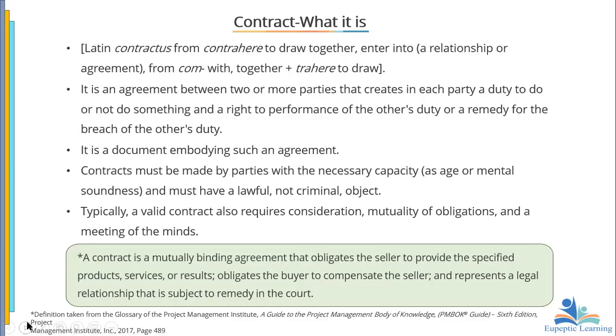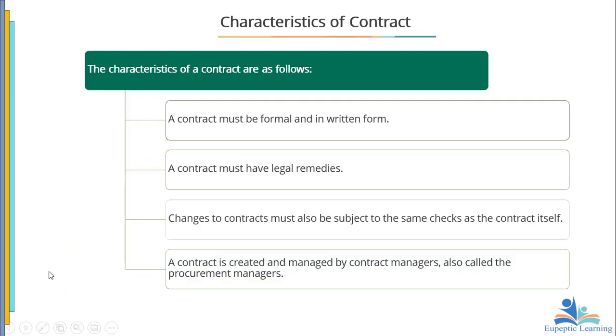Okay, let's proceed. What are the characteristics of a contract? Like we said earlier, it has to be formal and it has to be in written form. There need to be legal remedies.